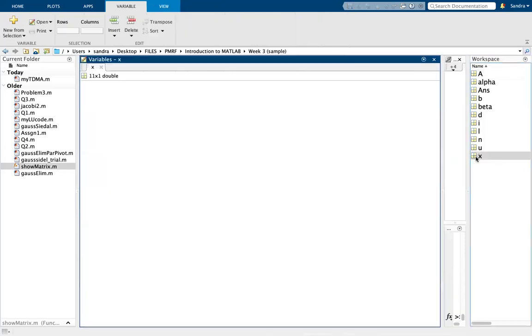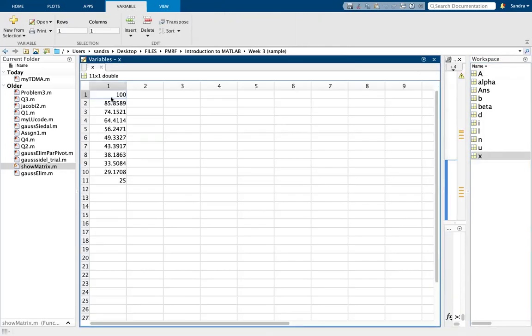I'll show you the X values. This is how the answer is. One end of the rod is at 100 degrees Celsius. The other end of the rod is at 25 degrees Celsius. In between, the temperature goes 85, 74, 64, 56, 49, and it drops. Basically, it drops from 100 to 25. So this is an example with a tridiagonal matrix.